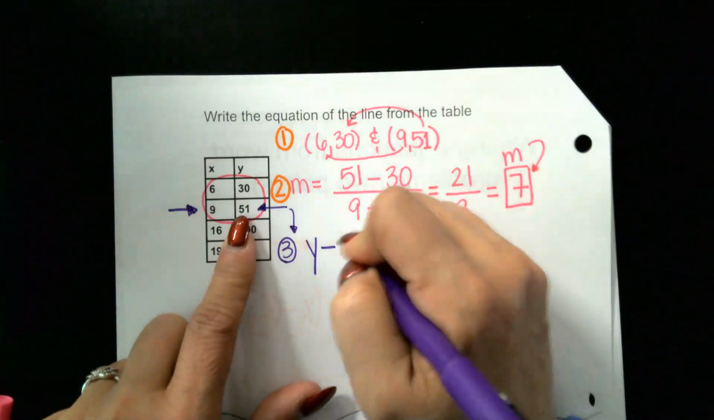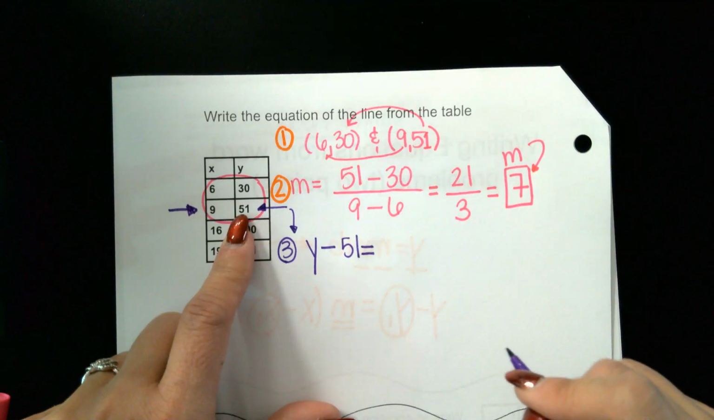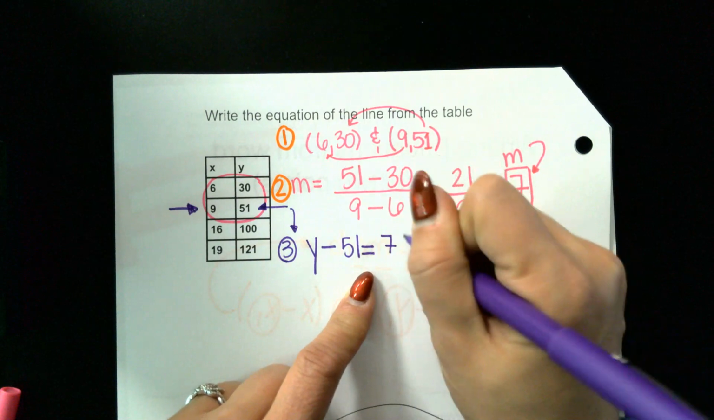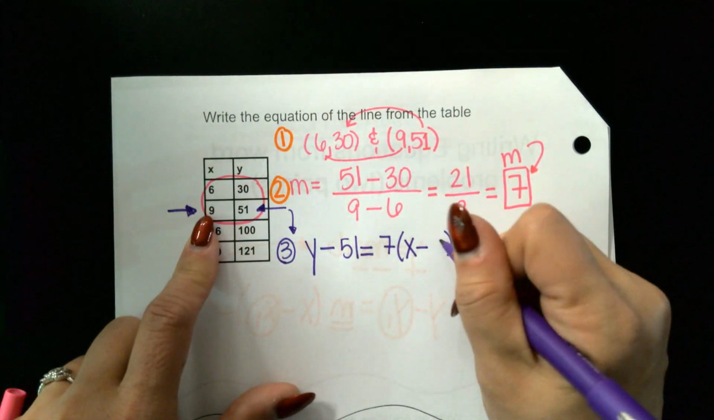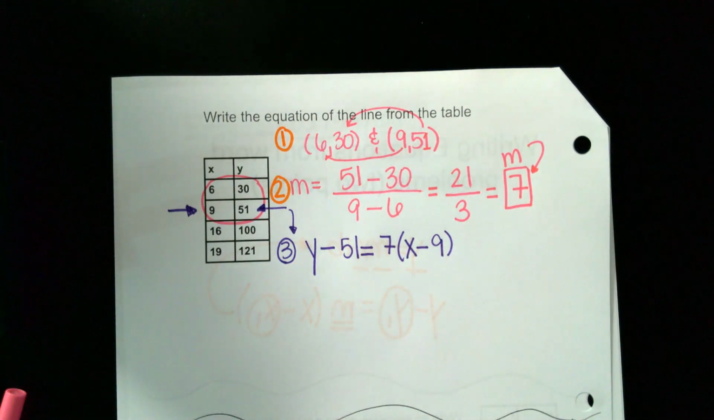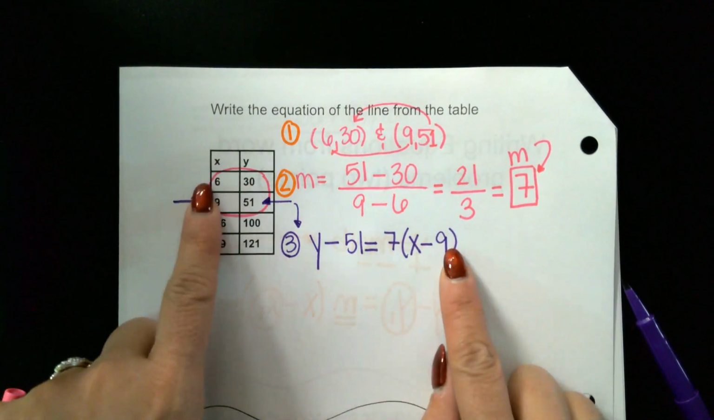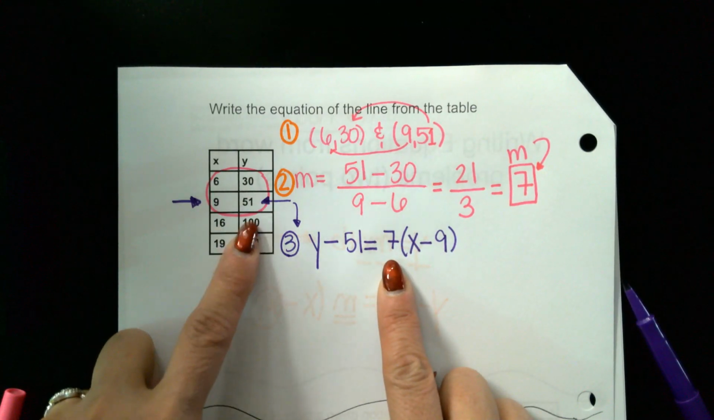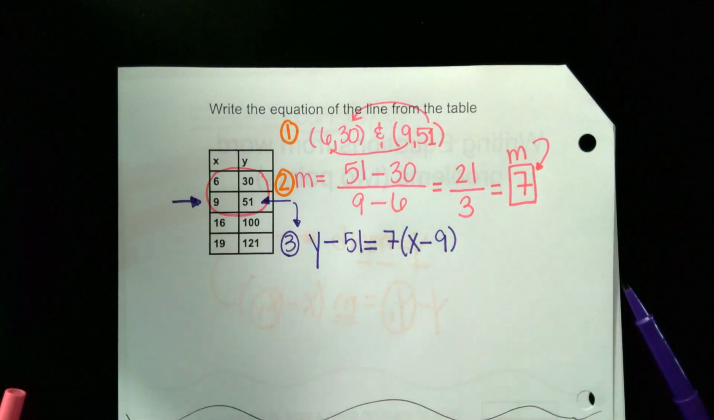So the 51 is the y value. So it's y minus 51 equals the m right here goes next, which is 7. And then in parentheses, you'll have x minus the x value, which was 9. Now just keep in mind, if you used 6, 30, look up here please, the 30 would be here and the 6 would be here, but everybody would still be using that 7. 16 and 100, 100 would be here, 16 here, 7 still here. It doesn't matter.